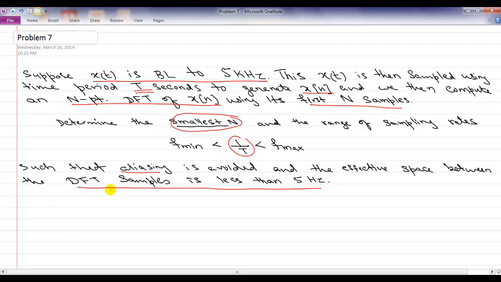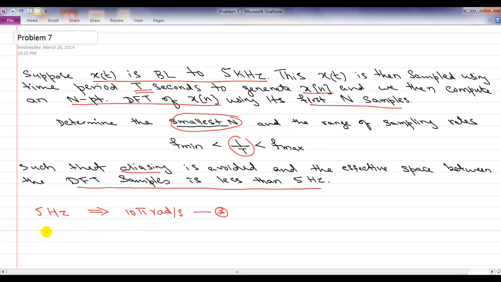So again, we have to remember the relationship between DFT and DTFT, and then DTFT and CTFT. Okay? So first of all, let's talk about what is the constraint that we get if we want to make sure the samples are giving us information less than 5 hertz apart. So what is 5 hertz? 5 hertz means 10 pi radians per second. Right? So this is one relationship that we know.